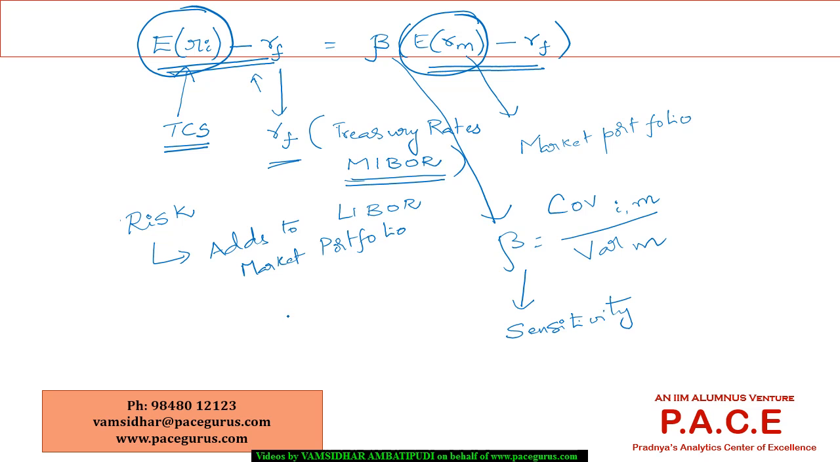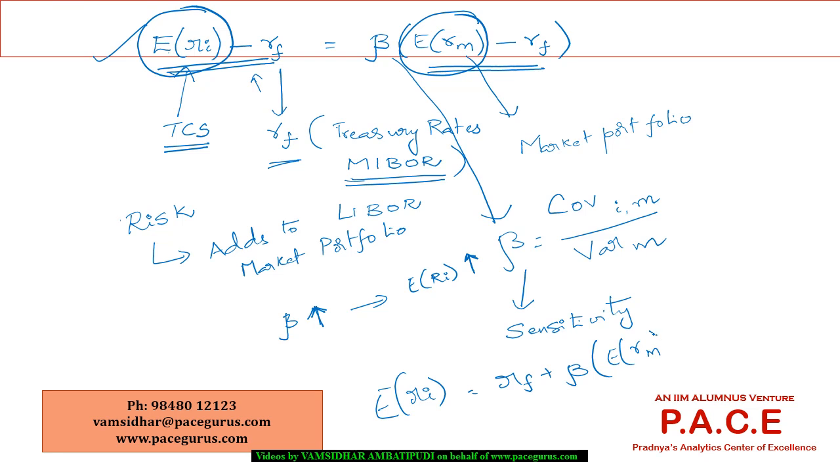So in case the beta is higher, one thing we can understand here is, the higher the value of the beta, the expected return for that security should also be higher. The more the beta for a particular security, the expected return should also be higher, because if I rearrange this equation, the expected return of that security is equal to RF plus beta times the expected return on the market minus the risk-free rate of return.